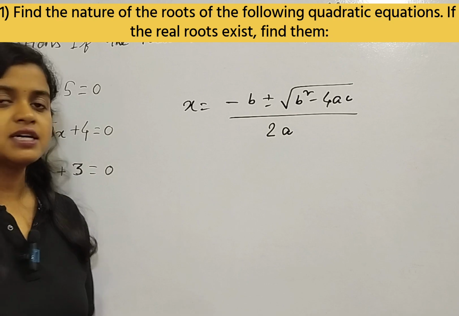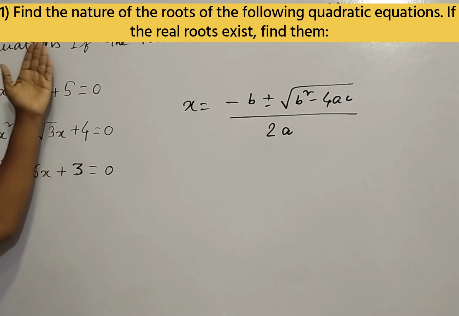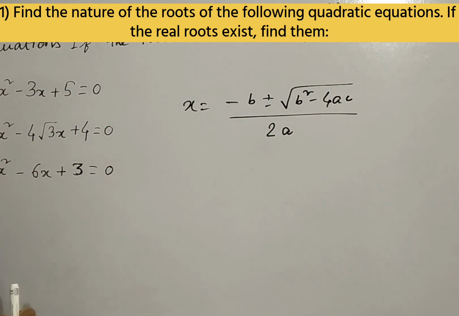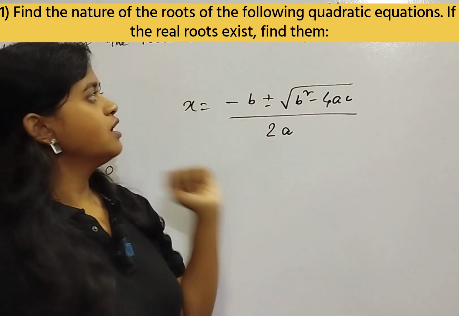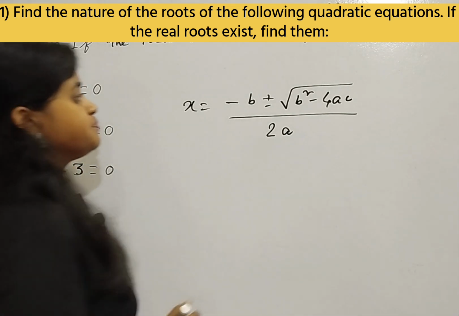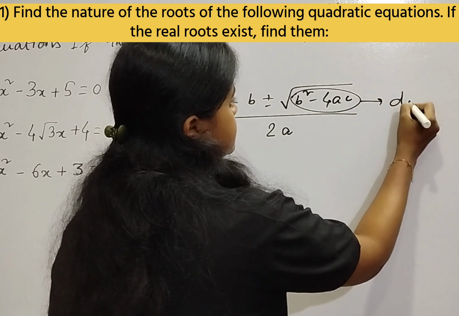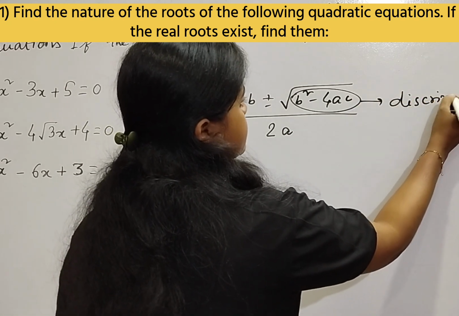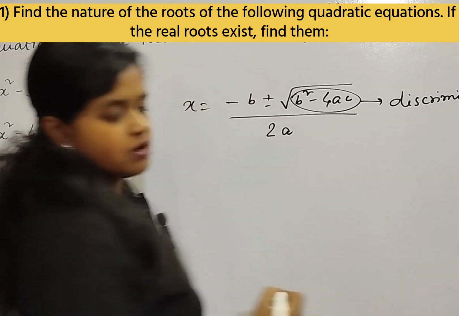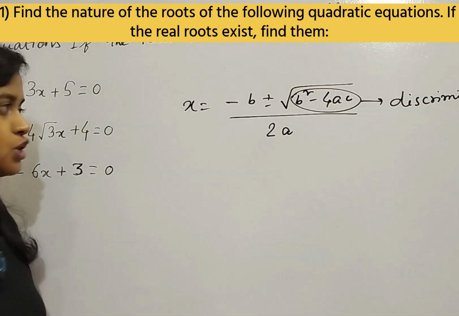So let us start with question number 1. Question number 1 is: find the nature of the roots of the following quadratic equations. If the real roots exist, find them. So real root exists means what? This portion is called the discriminant, and depending upon this discriminant we have to determine the nature of the roots.